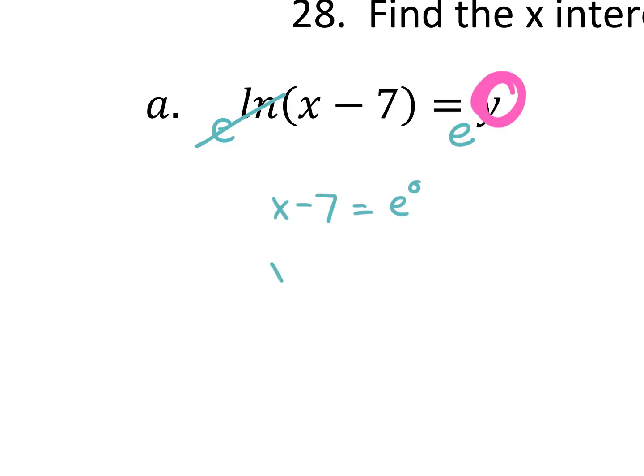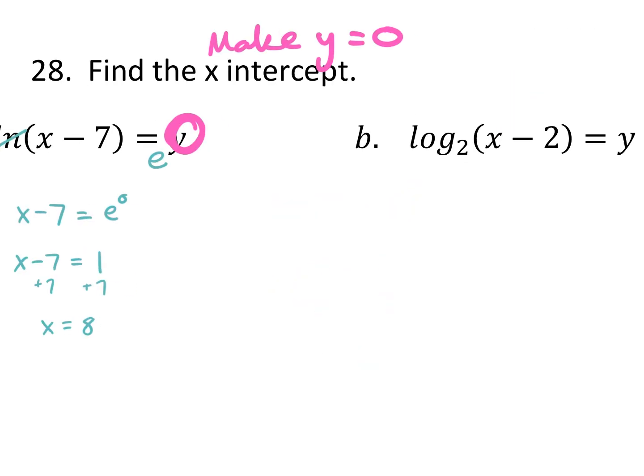What is e to the power of 0? 1. Put it in your calculator if you don't know. But hopefully you know. Anything to the power of 0 is just 1. So last step, add 7 to both sides. x equals 8.